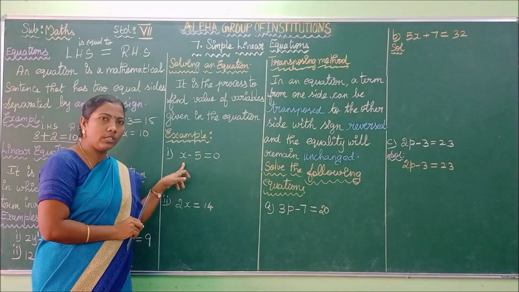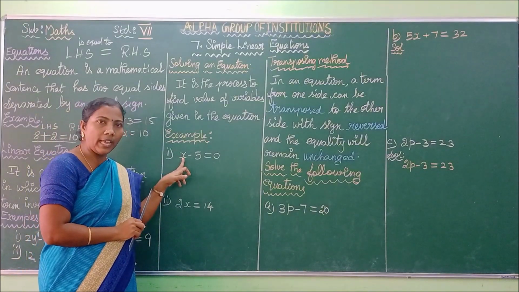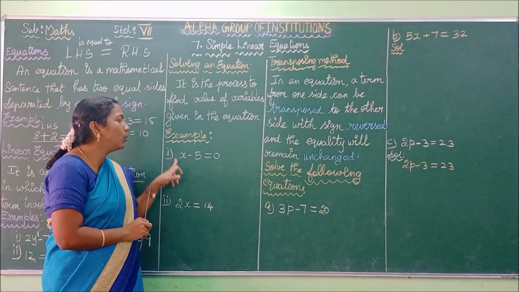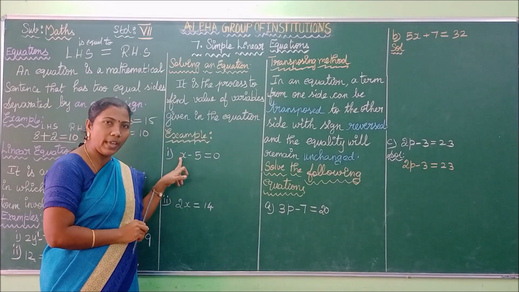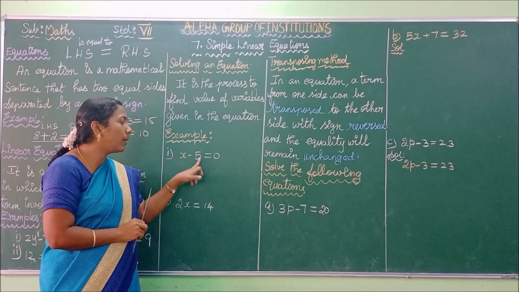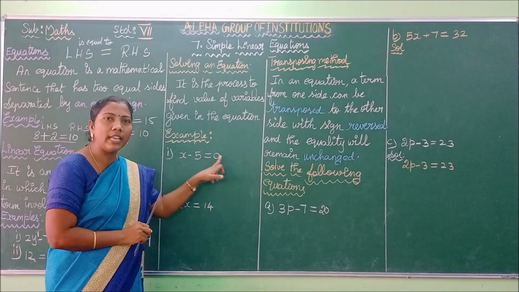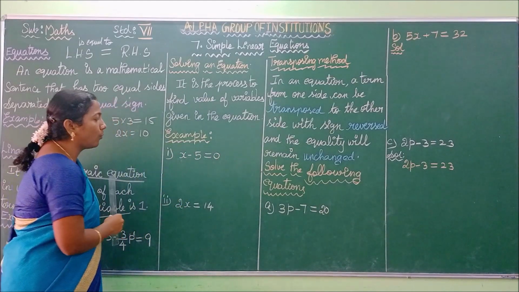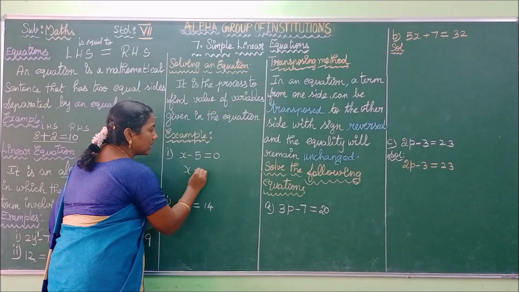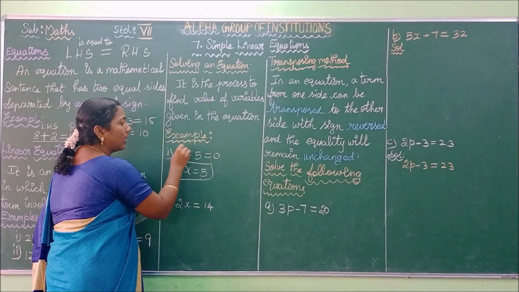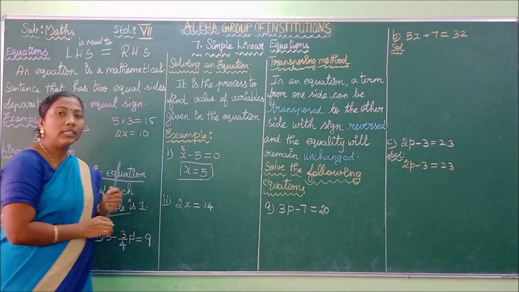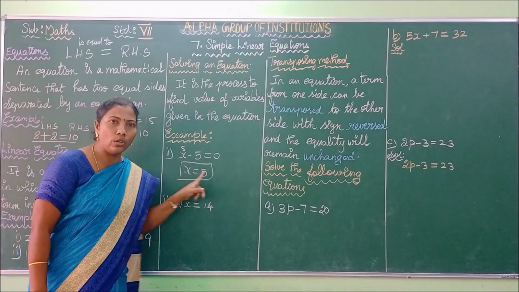Okay, now my question is, what should be the value of x such that if you put that value you get the answer 0? What should be the value of x such that if you subtract 5 from that value you get the answer 0? Yes, very good, 5. So we can write x equal to 5. We understand, children? If you substitute 5 here, 5 minus 5, your answer is 0. Thus, we have found out the value of x equal to 5.